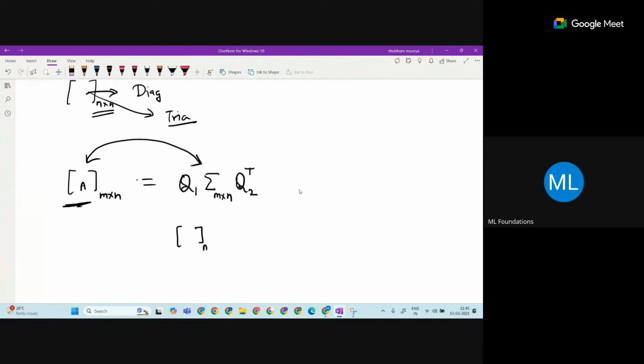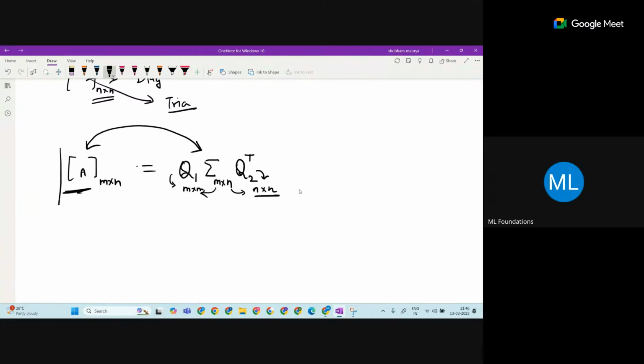How can this be a square matrix? So the order you can easily work out: this one is m cross n, and for Q2, this will be n cross n. So Q2 is going to be of order n cross n, and Q1 is going to be of order m cross m. That's all. So this form is called singular value decomposition.